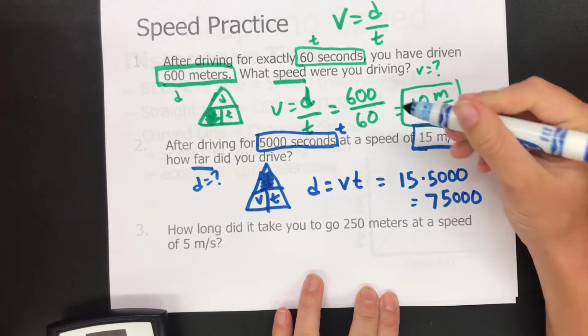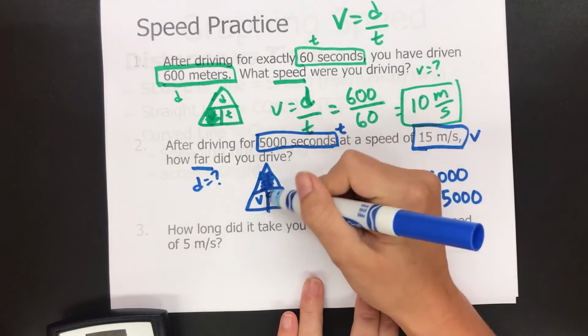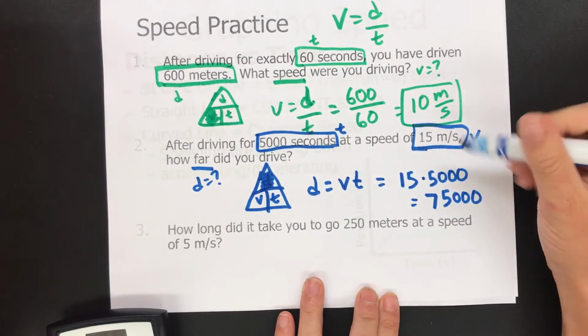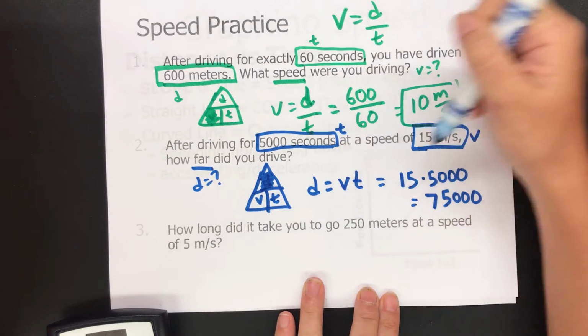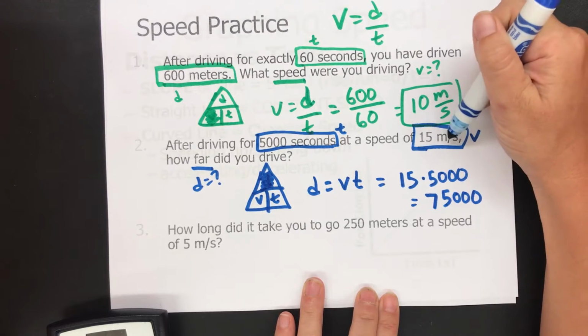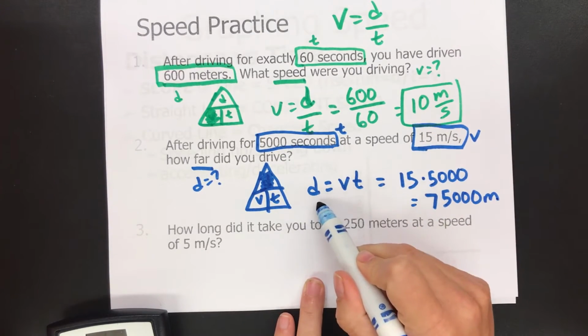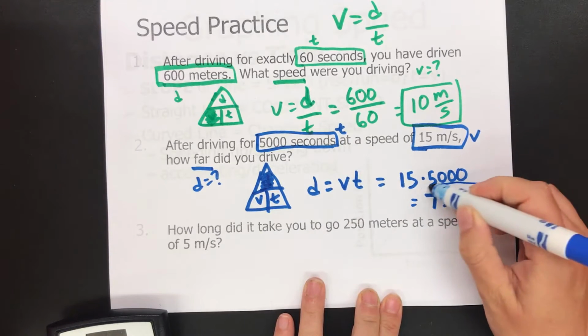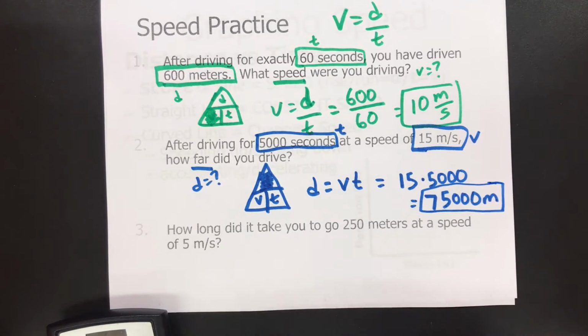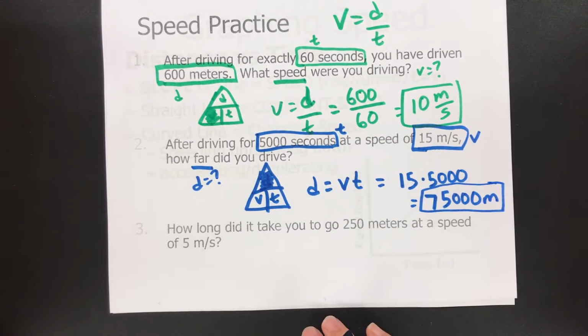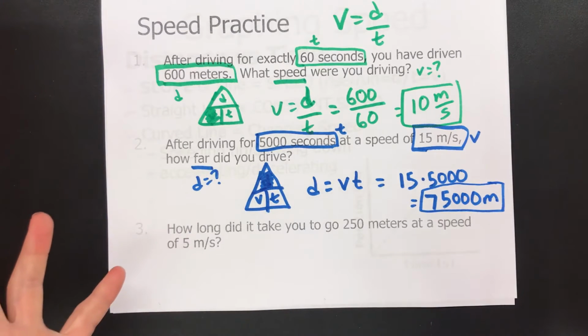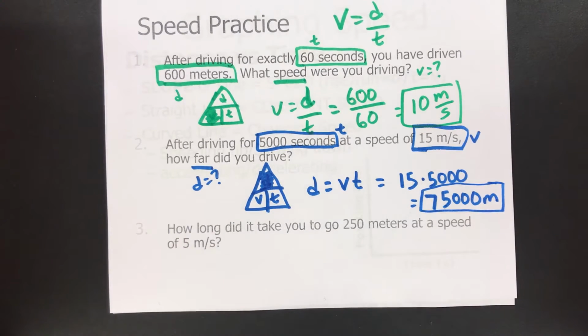So 15 times 5,000, and you get 75,000. Now, you can do the same thing with your units to figure out what unit goes here, or you see that you have seconds and seconds. They kind of cancel each other out, and you're left with meters. Also, you know that you're looking for distance, so your units are going to be meters. And there you go. Last one. So let's roll through this one quick. You can pause the video if you want and try it on your own and come back.